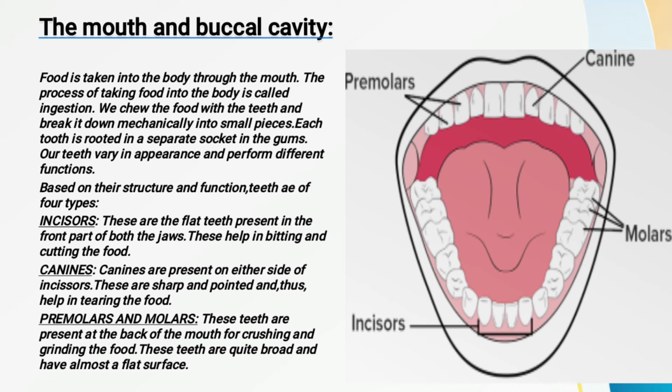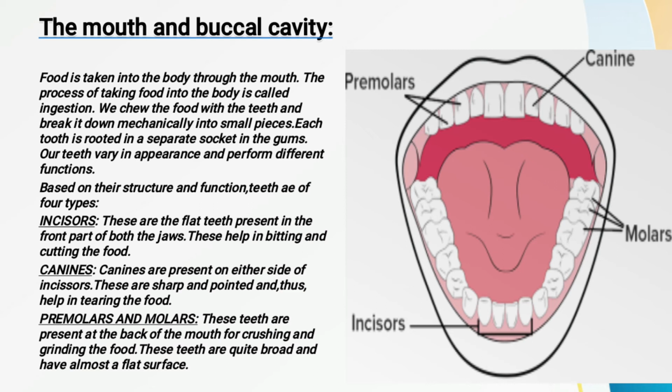Now the next one is the premolars and the molars. Premolars and molars are the teeth which are present at the back of your jaw. These teeth are responsible for chewing the food properly, as it is said that before swallowing the food you have to chew it properly. This function is done with the help of the premolars and molars. That's why they are also called the crushing and grinding teeth, because their function is to crush and grind the food properly.